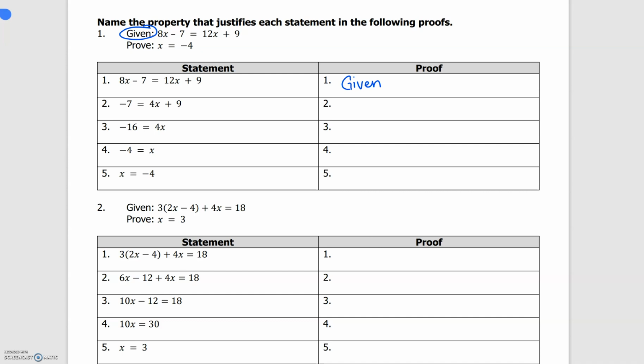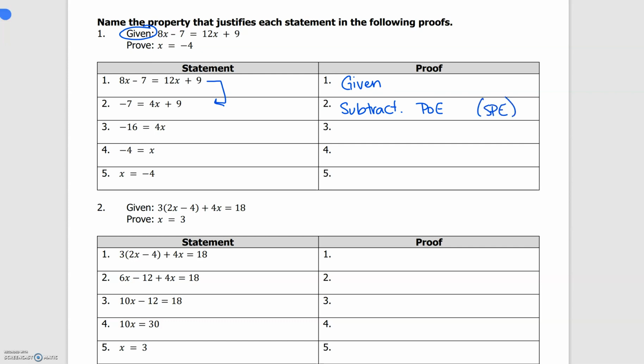So how the proof works is we go from this step to this step and we see what did we do. And that's what we put on this line over here for step 2, is what happened from step 1 to step 2. So it looks like we got rid of the 8x and this 12x turned into a 4x. So how would we undo an 8x? On this side, we would subtract. So subtraction, property of equality, and or you can put SPE.